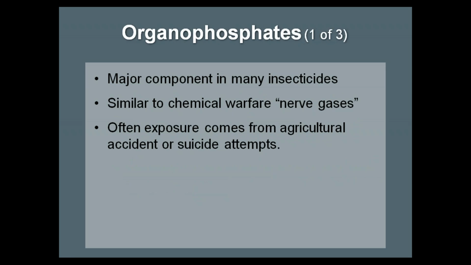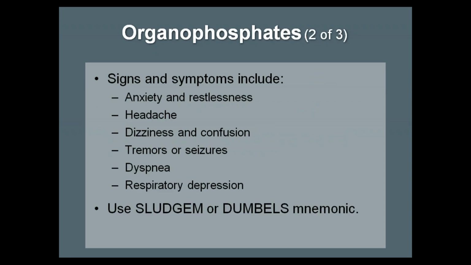Organophosphates. These are like insecticides or nerve gas. They're most common in agricultural accidents or suicide attempts. We shouldn't be running across too many of these in the general home, but you may get called out to some weird allergic reaction out on the farm. Hopefully on the way you're thinking, all right, what are my rule outs? Signs and symptoms: anxiety, restlessness, headache, dizziness, confusion, tremors, seizures, dyspnea, respiratory depression.